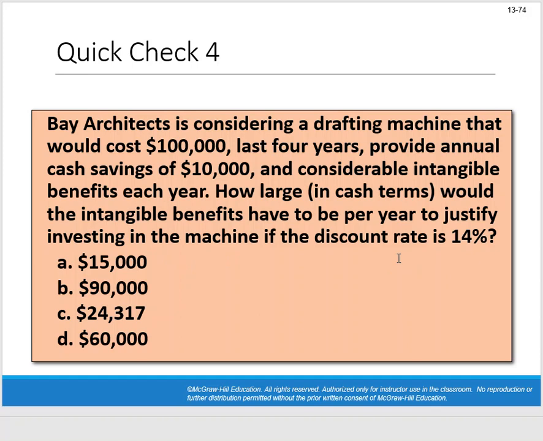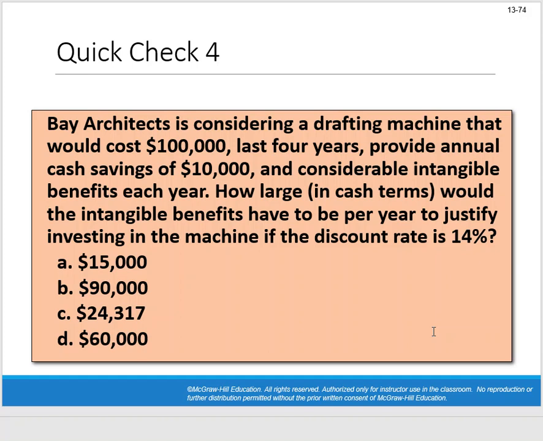So how will we do that? We need to lay it out in NPV format. So we'll have our years, $100,000 outflow now, and then we'll have our annual net cash inflows, $10,000 a year for 4 years. So that's an annuity. You need to come up with your factor for that. So row 4, 14% column. And then we have these unknown intangible benefits.